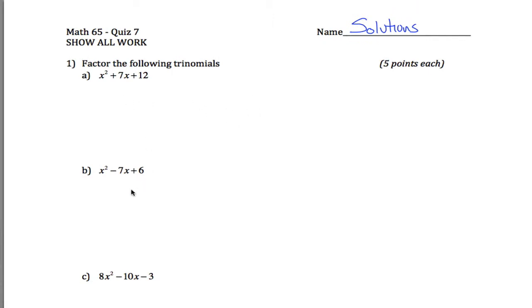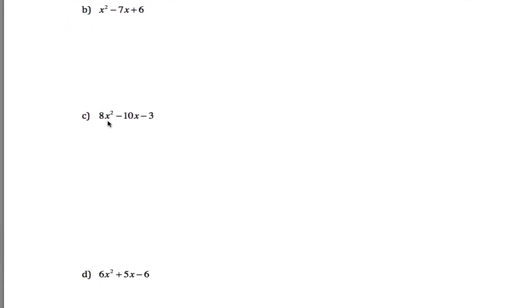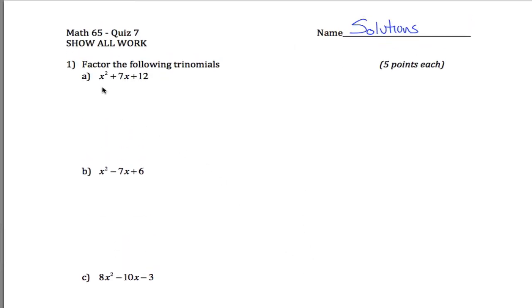So what you'll notice is in the first two, my leading coefficient is a 1. There's no number in front of my x squared term. And so what that'll tell me is there's kind of an easier method I can use. In these next two, C and D, my leading coefficient is not a 1. What that'll involve is kind of a more difficult method, or a guess and check method if you prefer to do it that way. So let's get started.